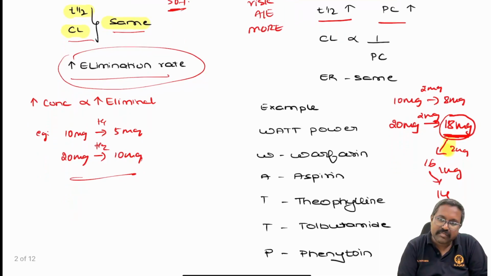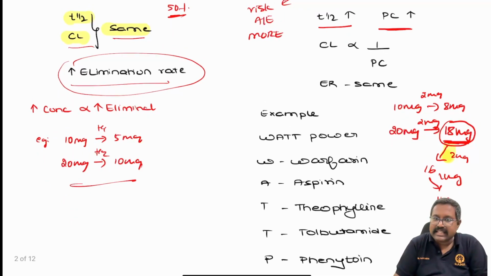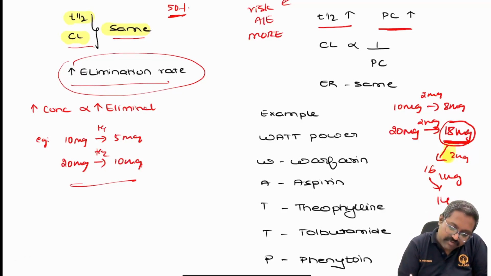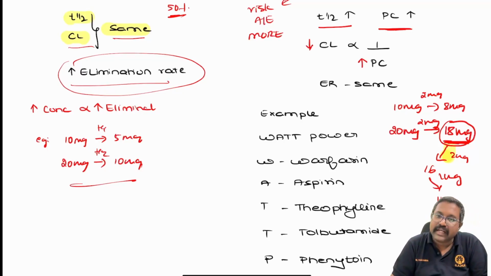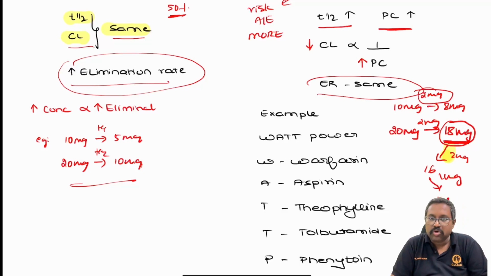Plasma concentration is increased. And what happens to the clearance? Clearance is inversely proportional to the plasma concentration. So if you increase the plasma concentration, clearance will decrease. That's why, as the plasma concentration increases, the clearance will reduce, but the elimination rate is constant. Here the elimination rate is 2 milligram, 2 milligram.